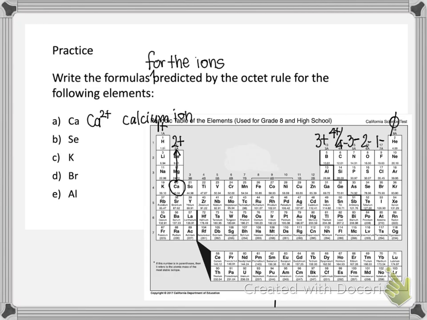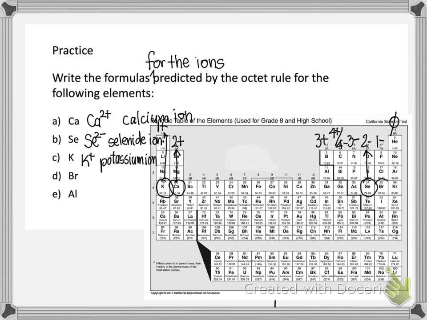Okay, now selenium is Se, so I find it over here. It's in group 6A, which is predicted by our pattern to be a 2 minus. So selenium 2 negative is what I would predict. And this is selenide. Because it's a negative ion, they change the ending to IDE. Potassium is an alkali metal in group 1A, and that would be a 1 plus. The metals are named the same as the element. So this is a potassium ion.